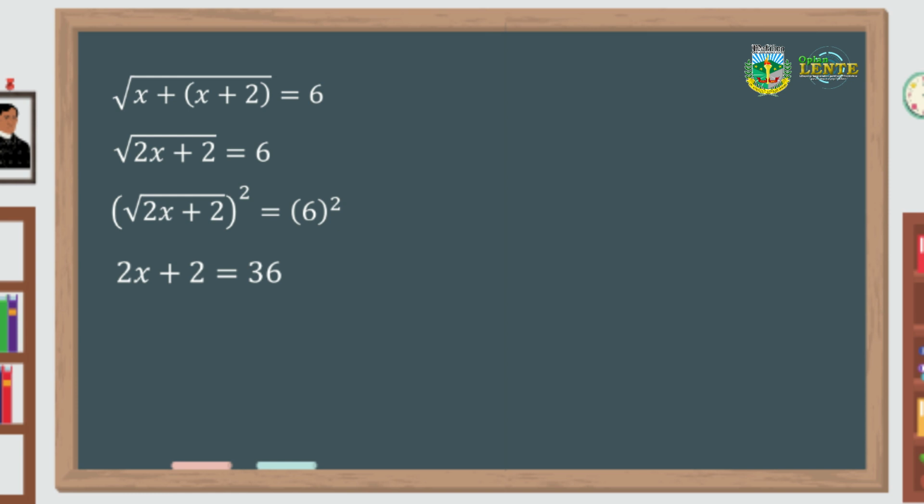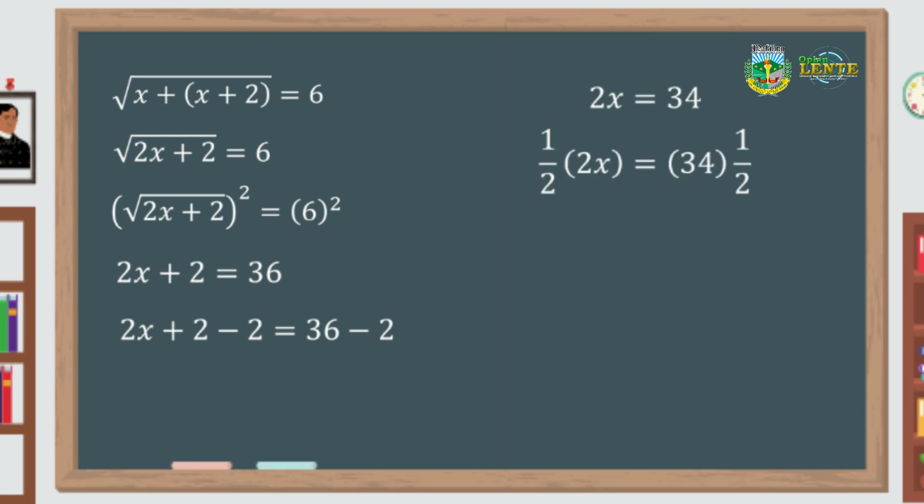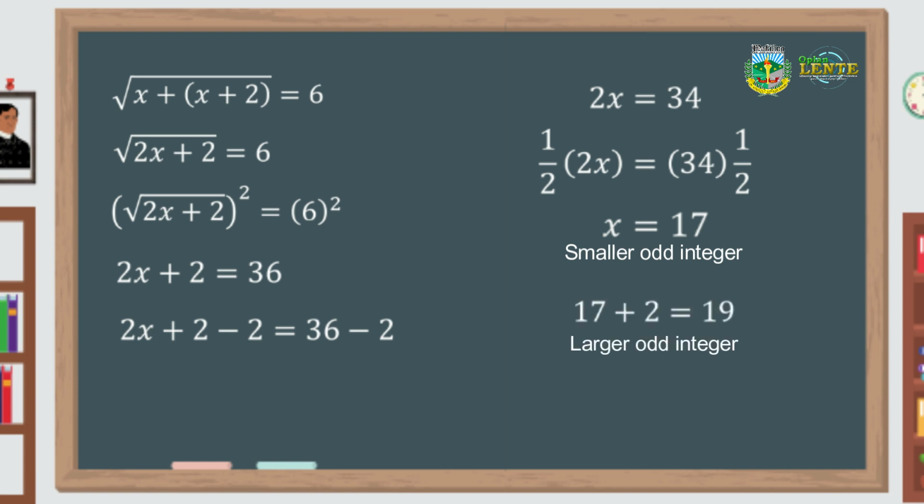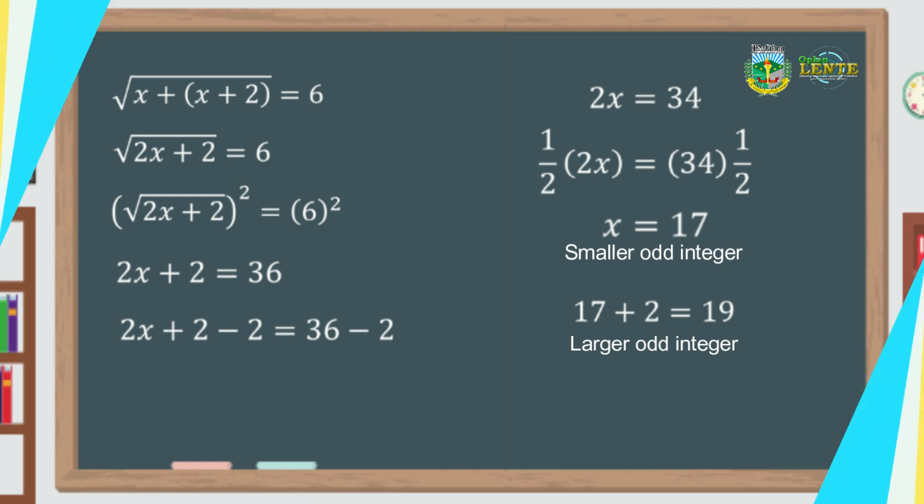Applying the addition property of equality, we will add negative 2 to both sides of the equation. It will become 2x is equal to 34. Multiply both sides of the equation by 1/2, the multiplicative inverse of the numerical coefficient of x, that is 2. The result is x is equal to 17, the smaller integer value. Therefore, x plus 2 will be 17 plus 2, and that is 19. 19 is the larger odd integer.